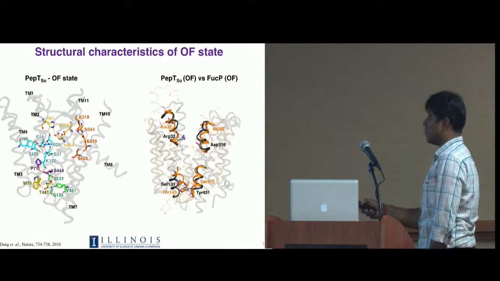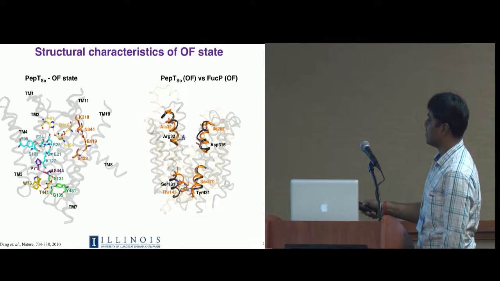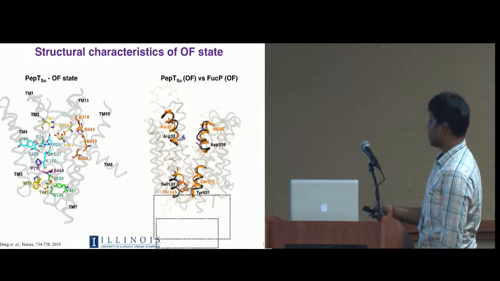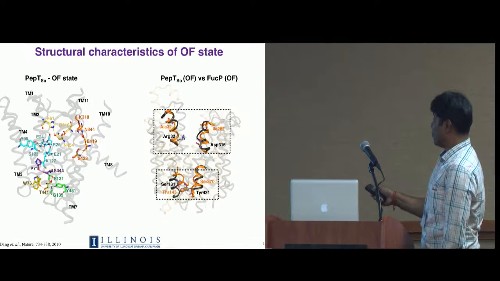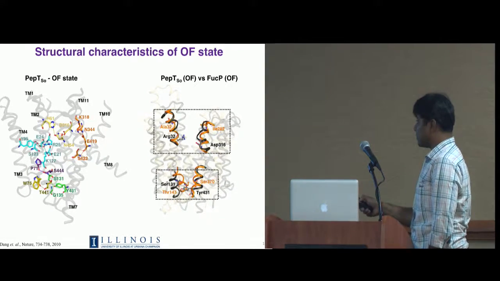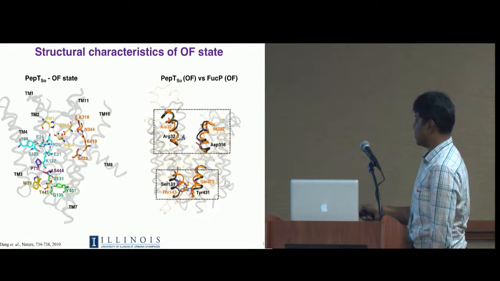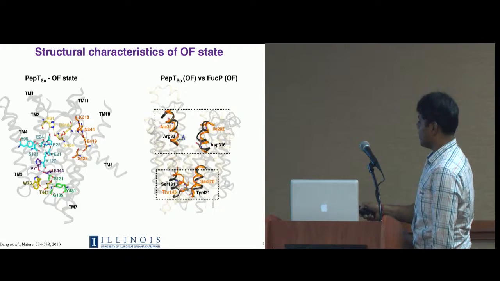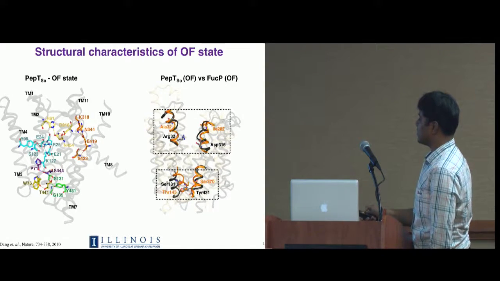We have done the same for the outward facing state, and these are the various interactions that stabilize the outward facing state. We compared our predictions with another fucose transporter, which transports fucose, and this is a bacterial structure. We have seen that our predictions match exactly at the bottom and the top of the helices.